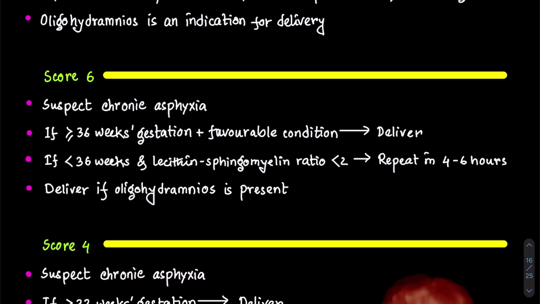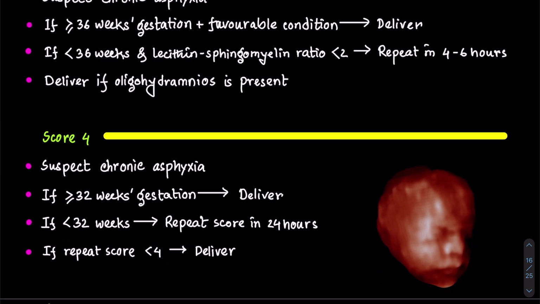Score 6. Suspect chronic asphyxia in this case. If it's 36 weeks or more with favorable condition, then go for delivery. If it's less than 36 weeks of gestation and lecithin sphingomyelin ratio is less than 2, then repeat the test in 4 to 6 hours. Deliver the baby if oligohydramnios is present.